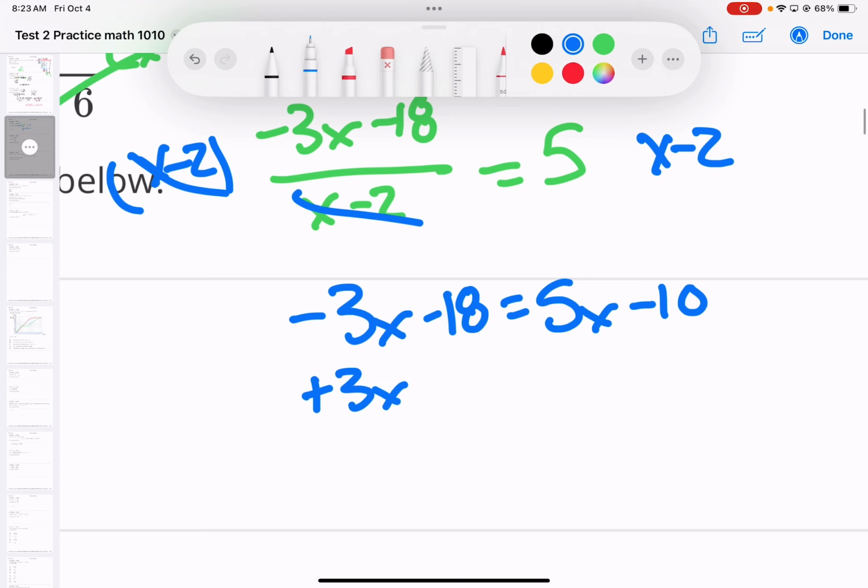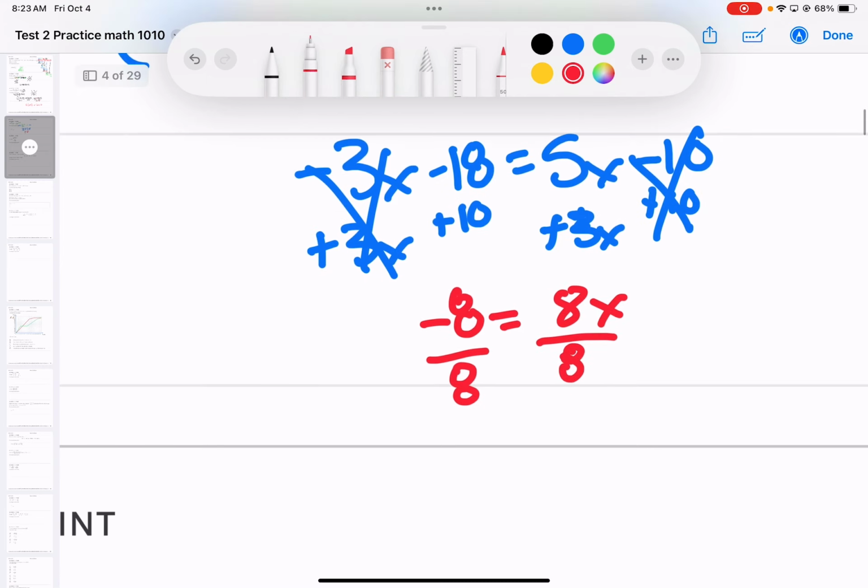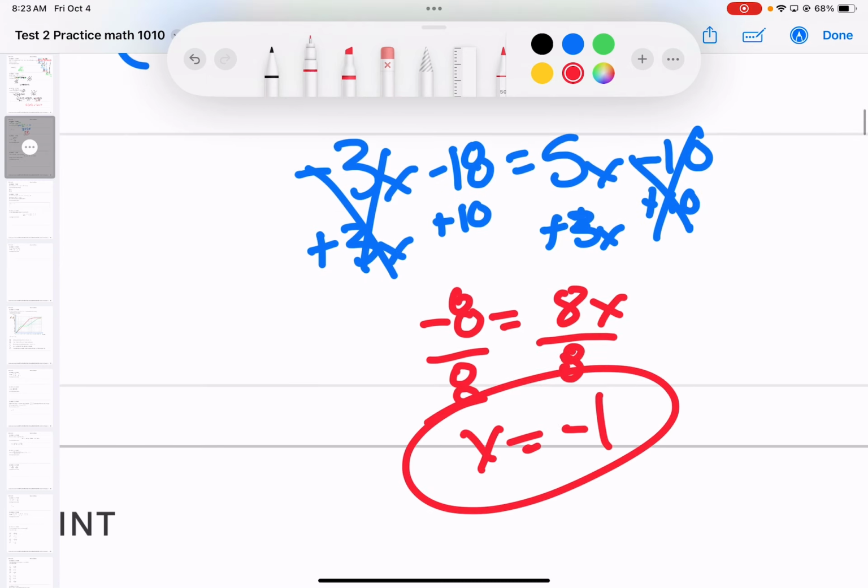Now we combine like terms. Plus 3x, plus 3x, plus 10, plus 10. So those go away. Those go away. We have negative 8 equals 8x. Divide by 8, divide by 8. x equals negative 1.